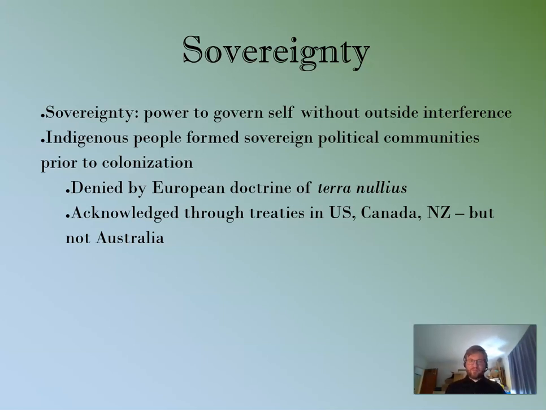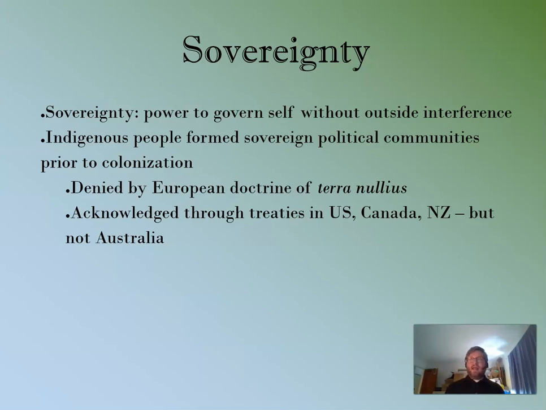However, that sovereignty was denied by Europeans under the doctrine of terra nullius. So, terra nullius is Latin for no man's land. So, the belief among the Europeans who came to the Americas, as well as to places like Australia and Pacific Islands and so forth, was that the people living there did not have sovereignty. They did not acknowledge them as having this right to govern their own affairs because they were viewed as primitive. They were seen as not having all of the things that Europeans thought were necessary to exercise sovereignty.